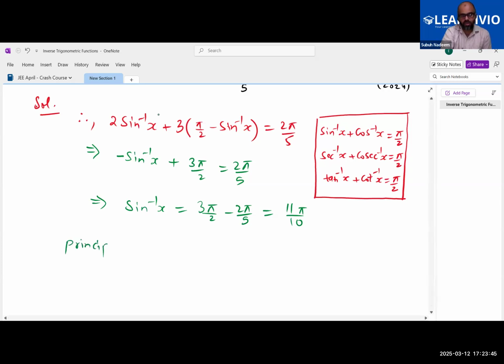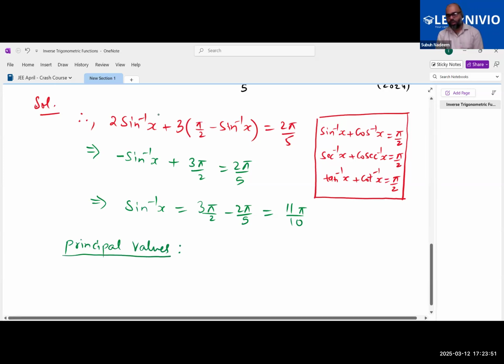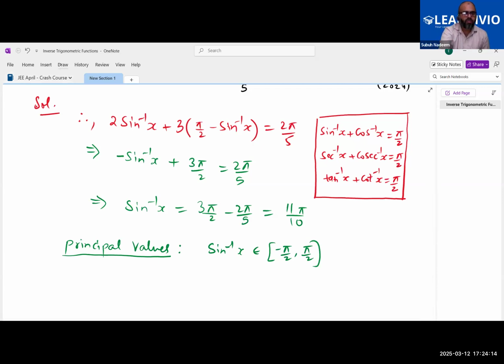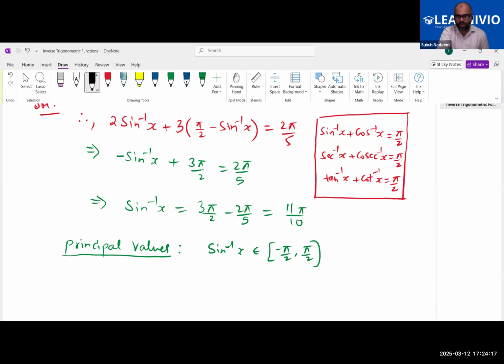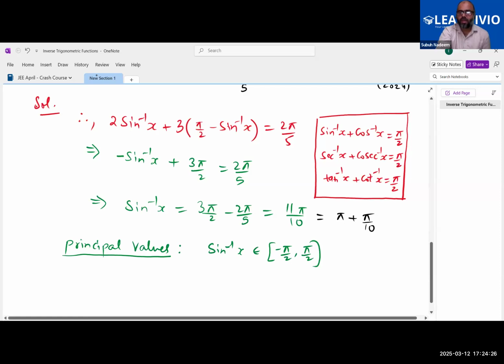Principal values, basically, if you remember, I have already told you in the starting of the class what the principal values of the 6 inverse trigonometric functions are. The principal value of sine inverse is minus pi by 2 to pi by 2, minus 90 degree to 90 degree. It can't be more than 90 degree, it can't be less than minus pi by 2. But if you observe what is coming here, it is 11 pi by 10, which is actually greater than 180 degree. Pi plus pi by 10. So it is greater than pi by 2.